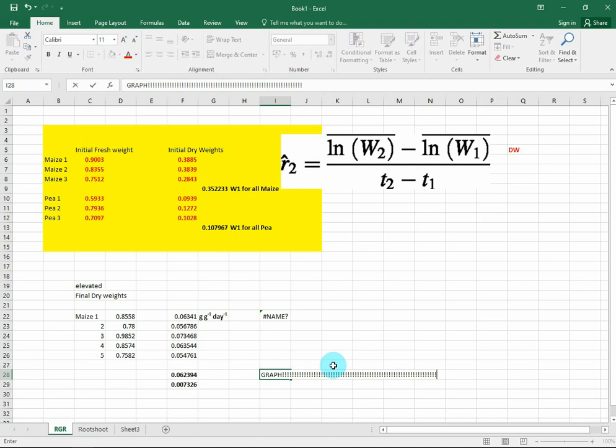So you should have a graph that has ambient and elevated on the x-axis, and relative growth rate on the y-axis. And you should have both P and maize on the same graph. Hopefully you know that this is a final value. It is discrete, it is not continuous. So hopefully that gives you a clue as to what graph you should be using, but this will ultimately tell you who did better in what.